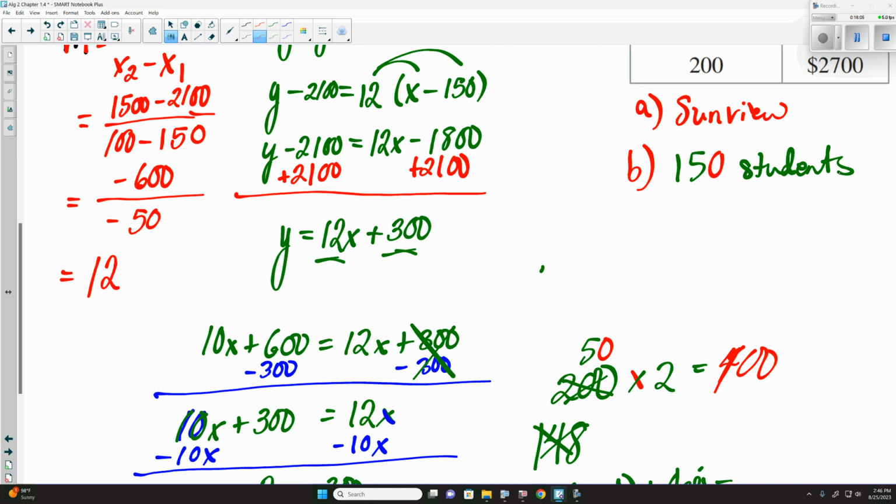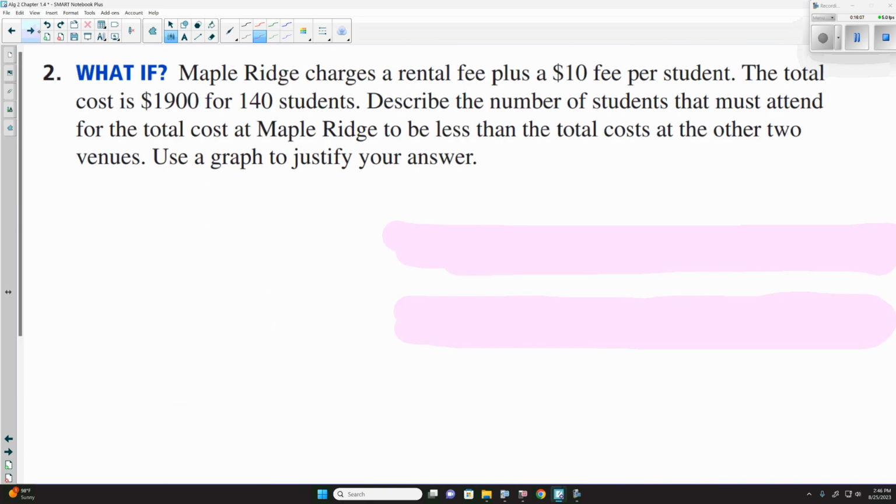Well, instead of looking at two sides, we're going to look at a third one. What if Maple Ridge charges a rental fee of $10 per student? The total cost is $1,900 for 140 students. Describe the number of students that must attend for Maple Ridge to be less than the total cost of the other two venues. Okay. So first off, we do need an equation before we can do anything else. Because if we have an equation, then we can compare it with the other two.